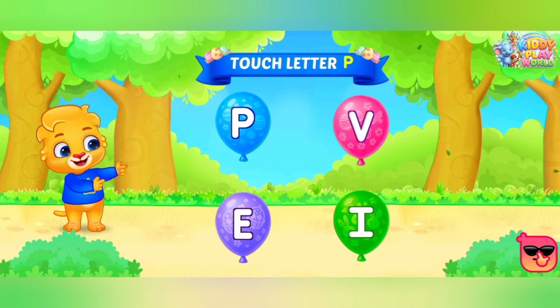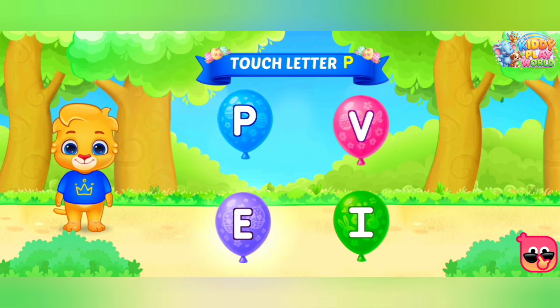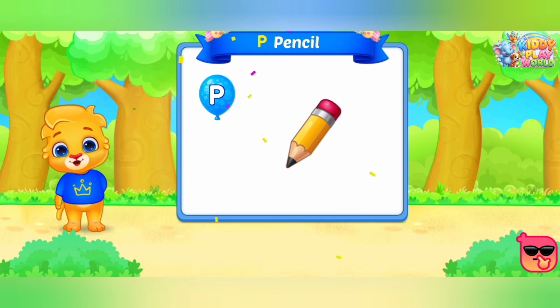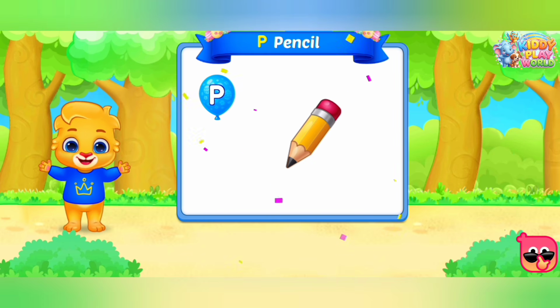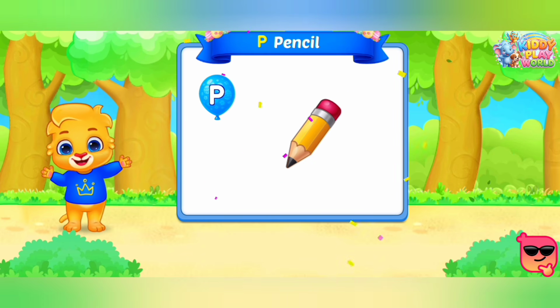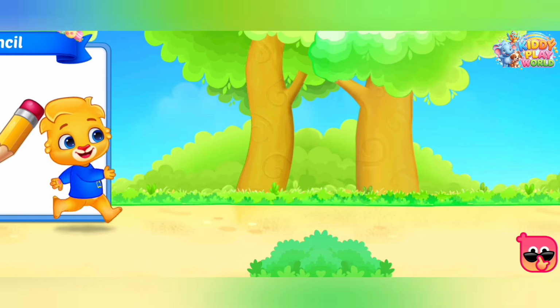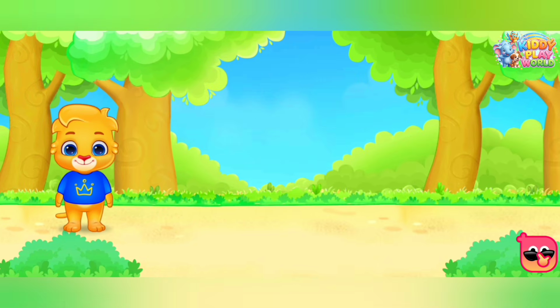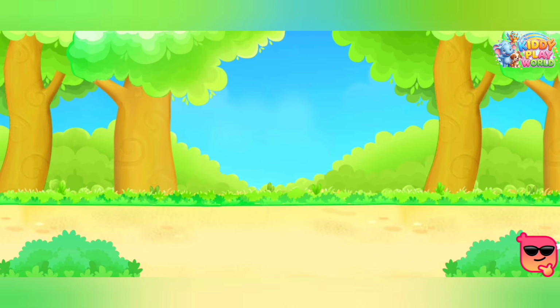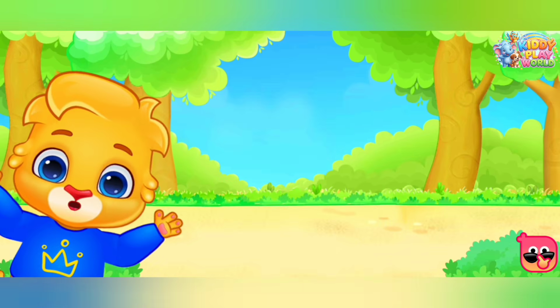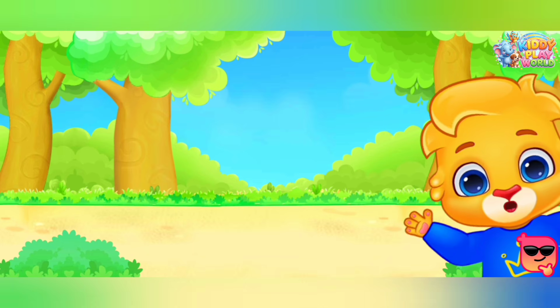Touch letter P. P is for pencil. Peekaboo! Peekaboo!